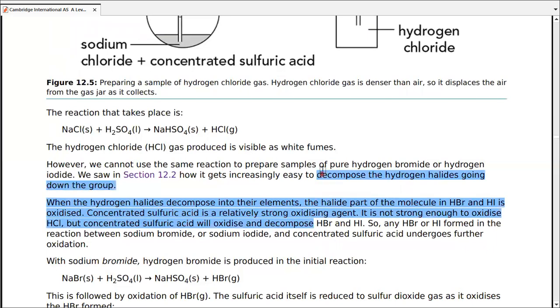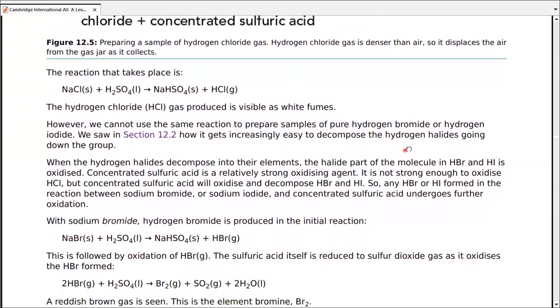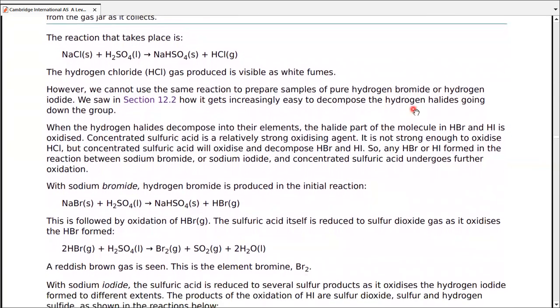So we cannot use the same reaction to prepare samples of pure hydrogen bromide or hydrogen iodide. Section 12.2 showed how it gets increasingly easy to decompose hydrogen halides going down the group. So this gives you the idea that even if we are going to prepare them, it's easier to decompose them. And since this reaction is exothermic itself, they might get decomposed automatically. That's why this sentence is written over here.